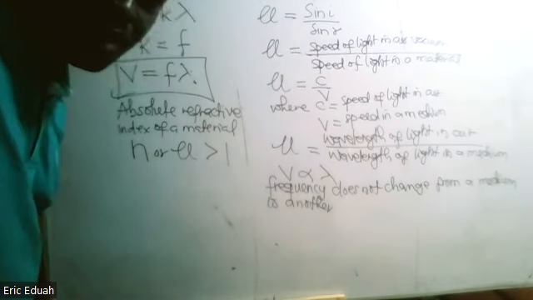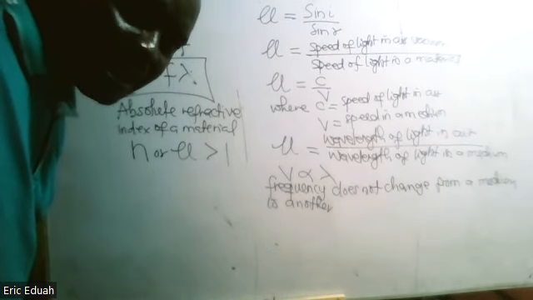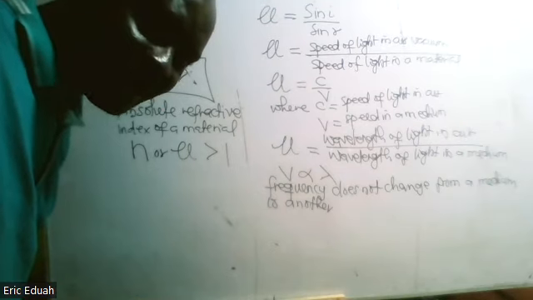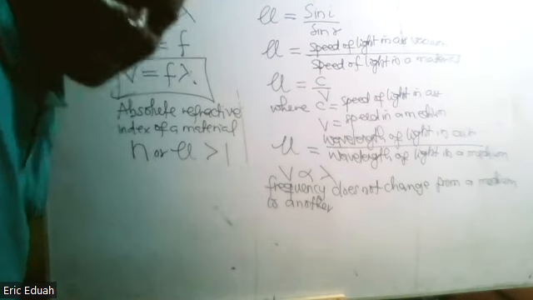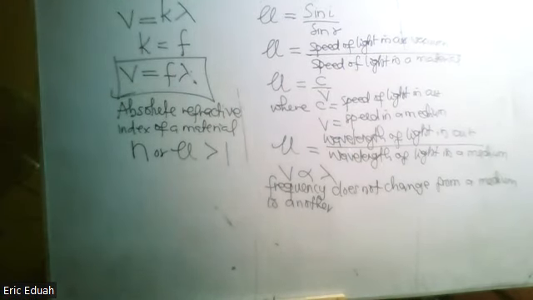Any more views? Kezia, Brittany, Ella, you are here. Deborah, Hilda, and Adra. Why do you think the absolute refractive index of a material is always greater than 1? All right, let me pick it.